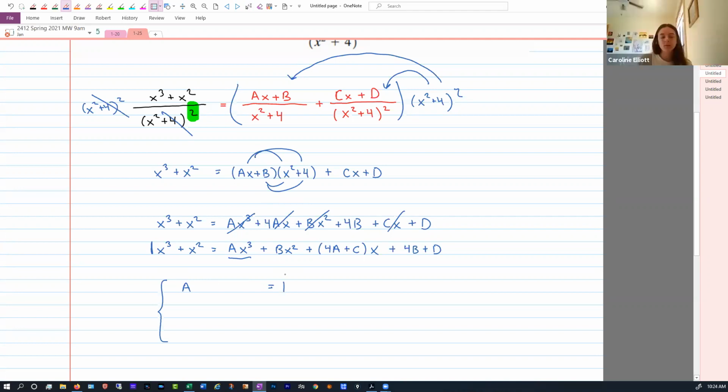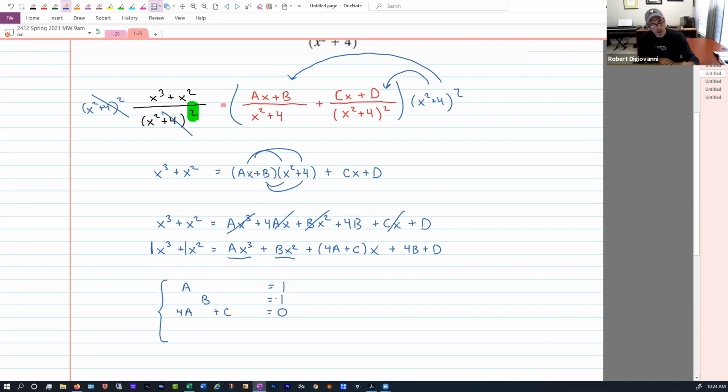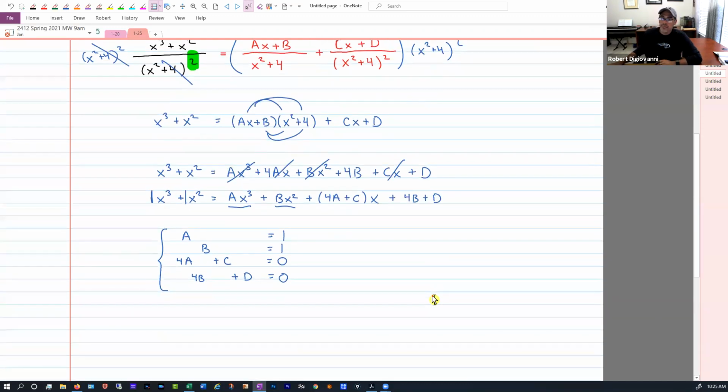You want to keep going? Yeah. All right, what do you have next? B equals 1. B equals 1. And that's matching this one with the 1 there. So B is 1. You want to keep going? Yes, and I think it would be 4a plus c equals 0. Yep, 4a plus c has to be 0 because there is no x term on the left. And we may as well just finish it off. 4b plus d equals 0. Yep, 4b plus d must be 0. And that's because this is like a number, right? Whatever it is, it has to match with the number over here with no x's, so it has to be 0. Any questions on that?